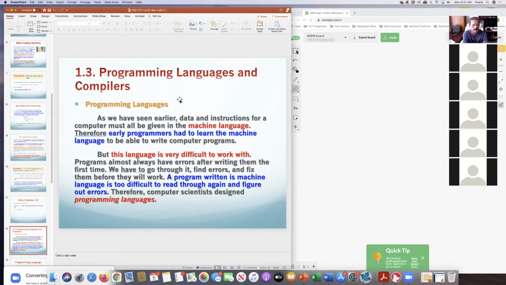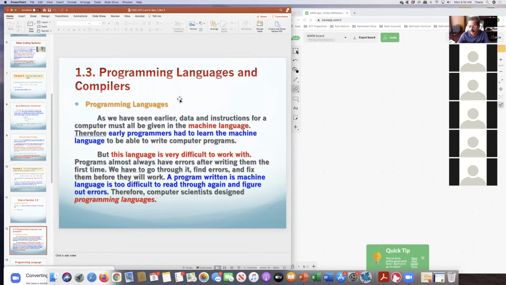A computer program has to be in machine language. As I explained earlier, machine language is the only language a computer understands. So the data have to be converted to machine language. The programs also have to be written in machine language for the system to understand. So the original programmers, when the computer was first invented back in 1950, had to write programs in machine language. Now, machine language means everything is coded with 0 and 1.